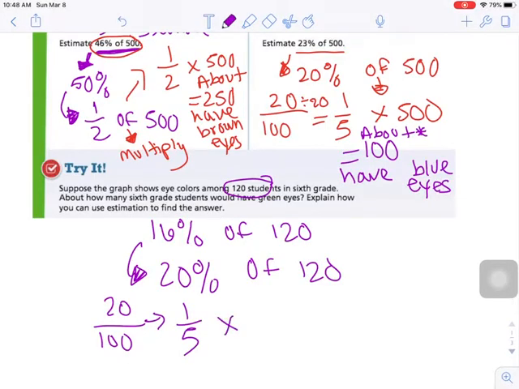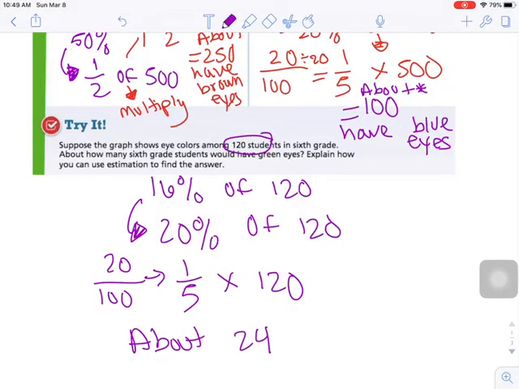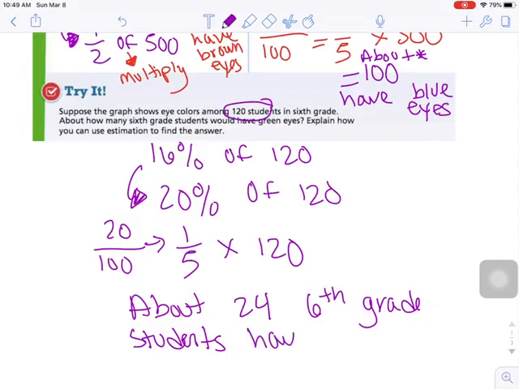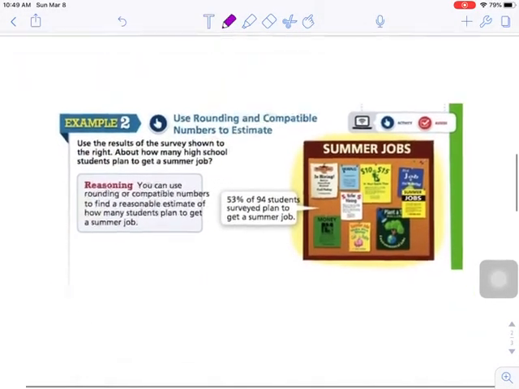We know of means to multiply. So we have 1/5 of 120. So we can say that about 24 students, 24 6th grade students, have green eyes. So about 24. All right, let's go to our last example.